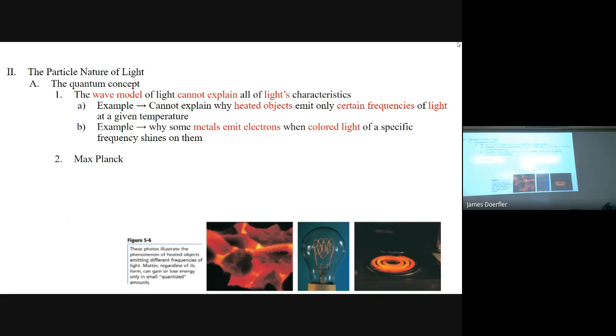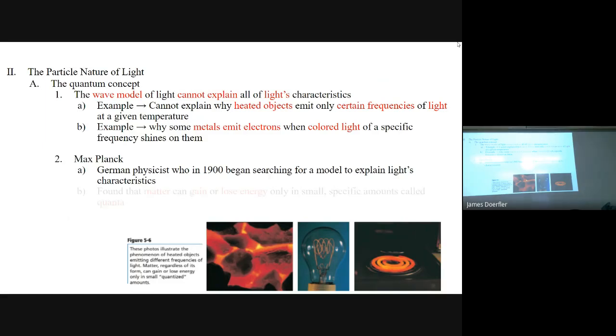Anyway, Max Planck, more so the number that he developed, played a vital role in season 3 of Stranger Things. He was a German physicist who in 1900 began searching for a model to explain light's characteristics. What he found was that matter can gain or lose energy in only small, specific amounts that he called quanta. A quanta is a small, specific amount of energy.